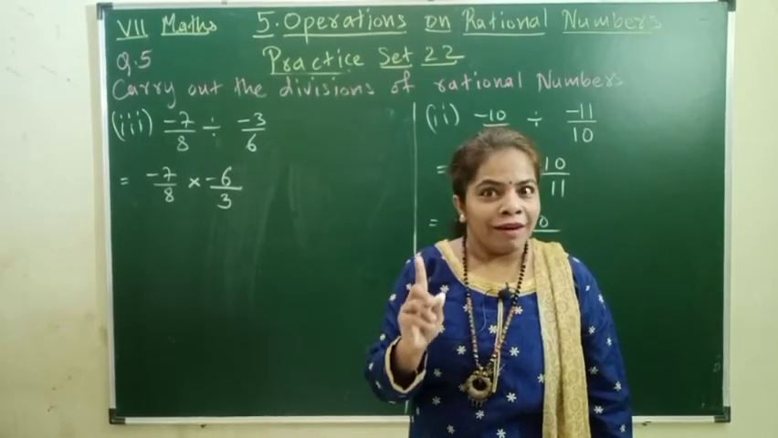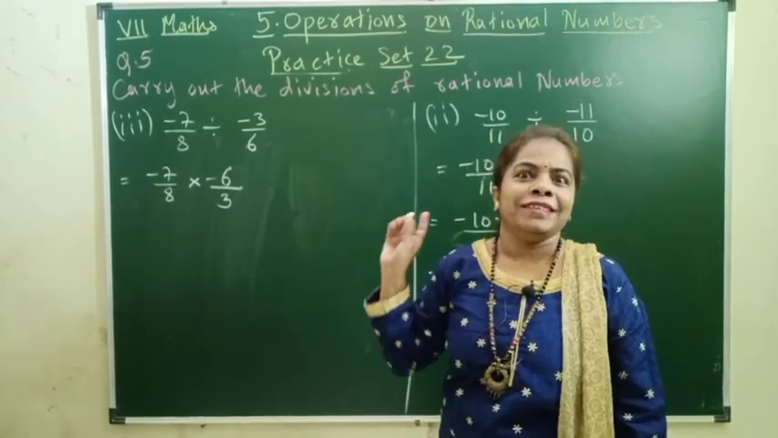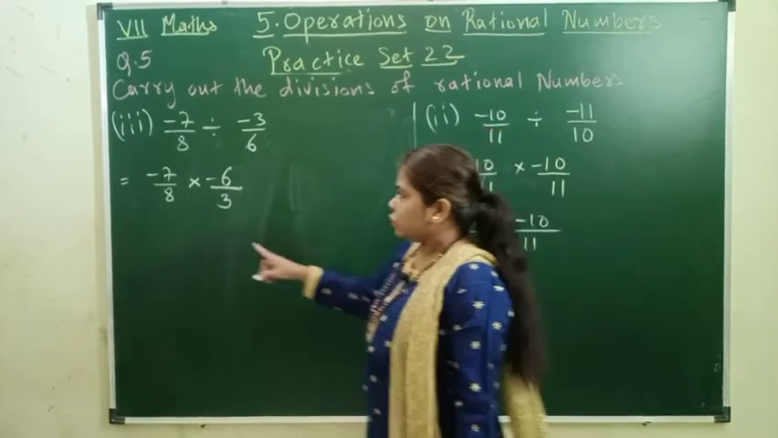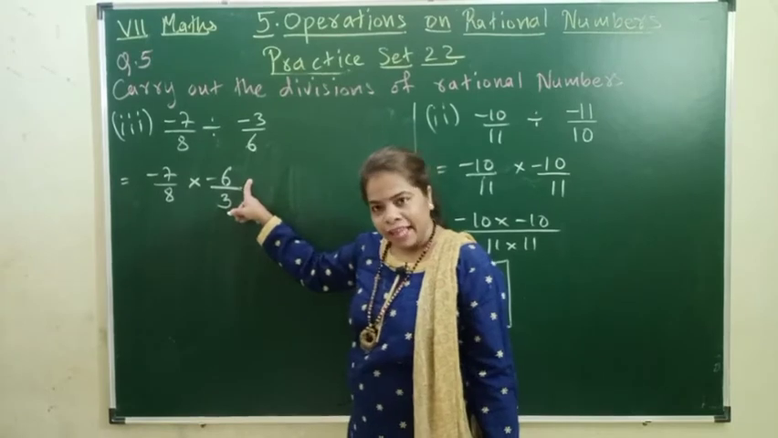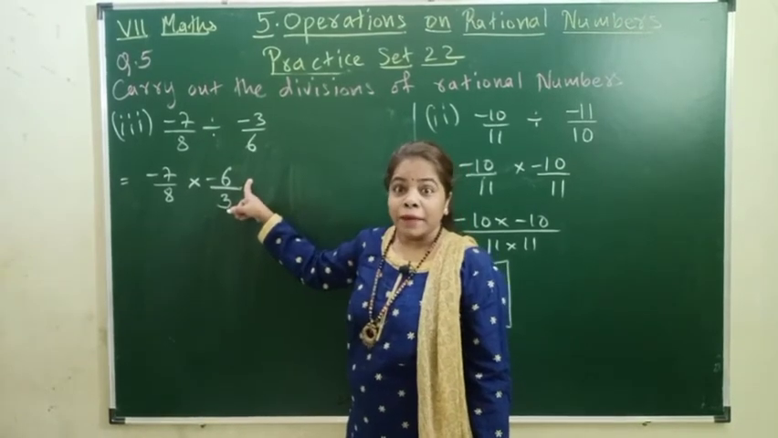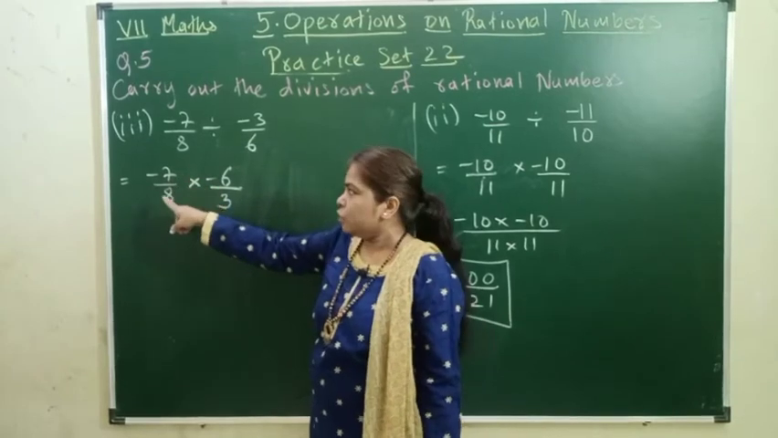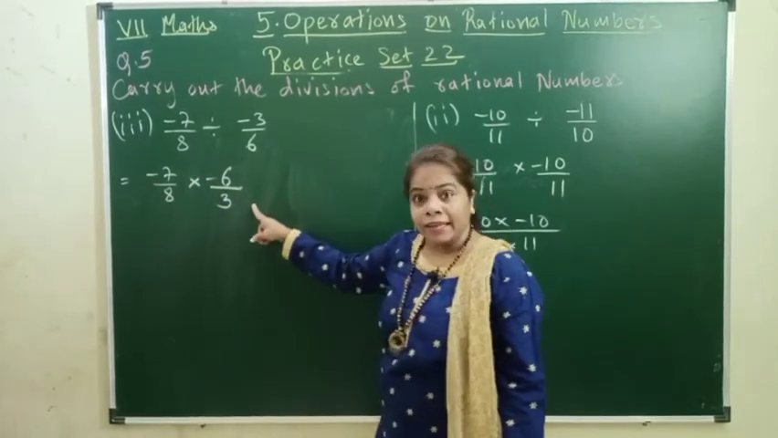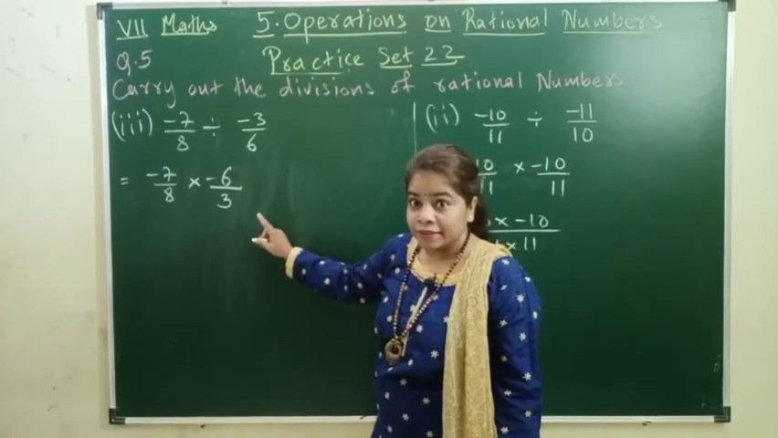Now you should learn to cancel crossways every way, children. So I am showing you these methods. So see, 7 and 3 cannot be cancelled. 8 and 6 can be cancelled. They are coming in the table of 2. See, I cannot cancel these two. Minus 7 and 8 I cannot cancel. 6 and 3 I can cancel. 3 1s are 3, 3 2s are 6.